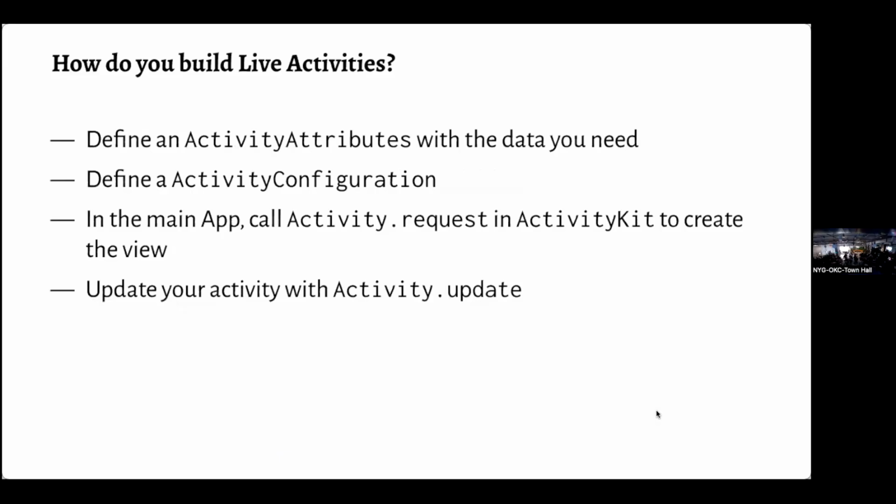So how do you build a live activity? First you define your activity attributes, which is the data that you may need. That's the payload. You build an activity configuration in the widget extension, and that's the configuration for actually providing the SwiftUI view. And then once you're in the main app, you call activity.request to launch it.